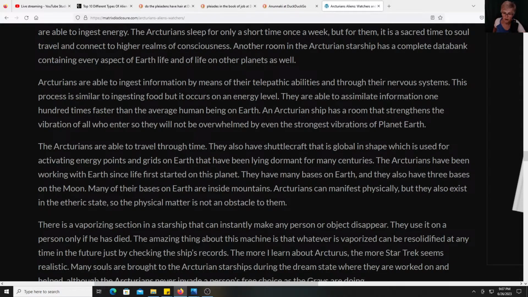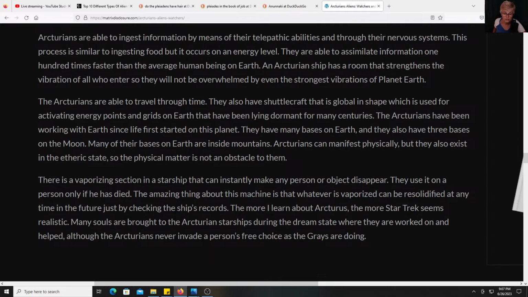They have shuttlecraft in global in space, which is used for activating energy points and grids on Earth that have been lying dormant for centuries. They have been working with Earth since the first life started on this planet. They have many bases on Earth and also have 3 bases on the moon. Many of their bases on Earth are inside the mountains.